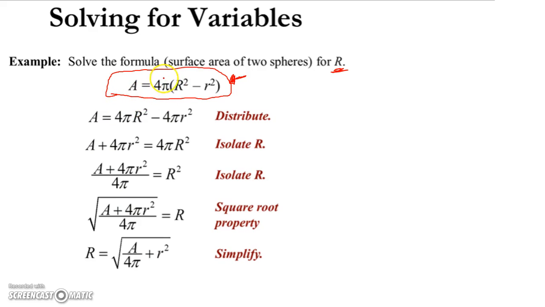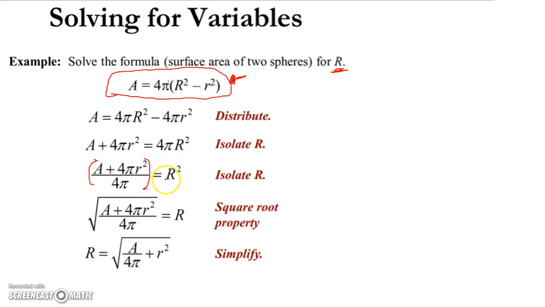Actually, I'm sorry, they're distributing first. You could do it either way, but they distribute the 4 pi first. Now I'm going to get this 4 pi R squared to the other side of the equation. 4 pi capital R squared is equal to all this. Now they're dividing by 4 pi, and you end up with R squared equals this whole thing, right? And we know how to solve for R now.